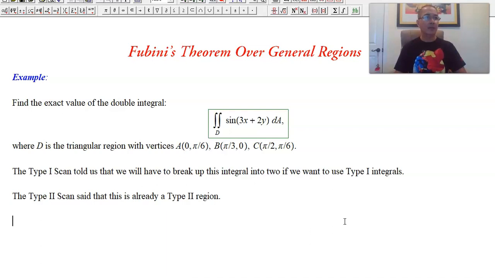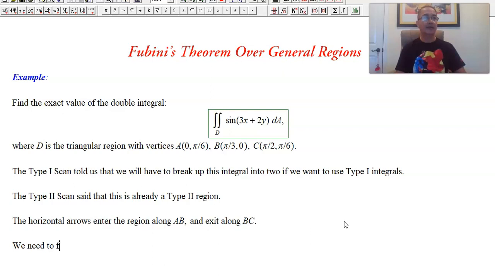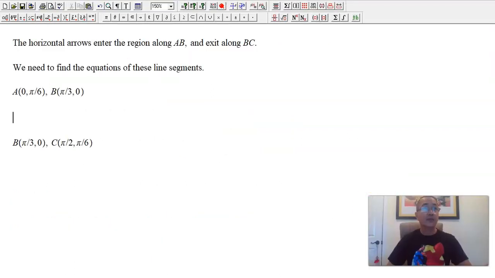So the horizontal arrows enter the region along AB and exit along, that was BC. Yes, BC, correct. So we need to find the equations of these line segments. This portion is going to be algebra. It's a good time for a review.